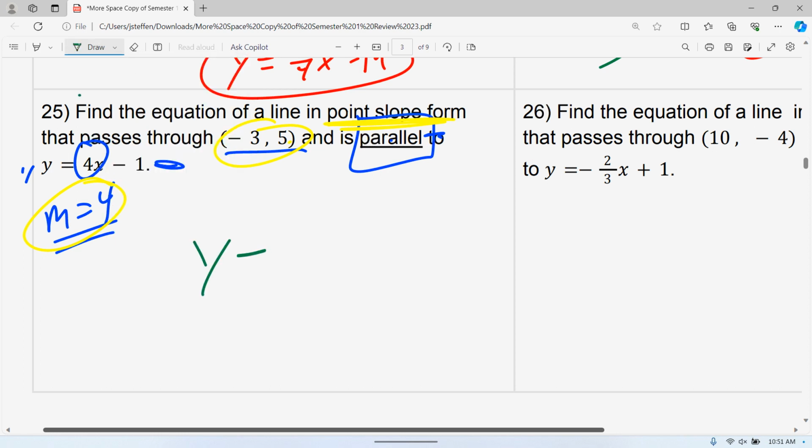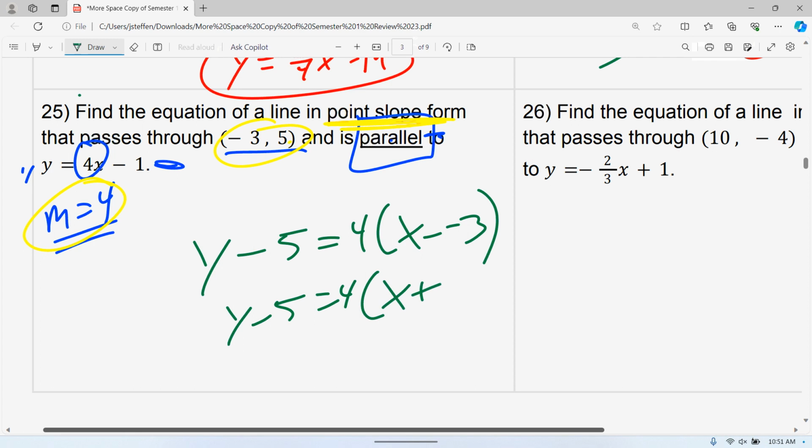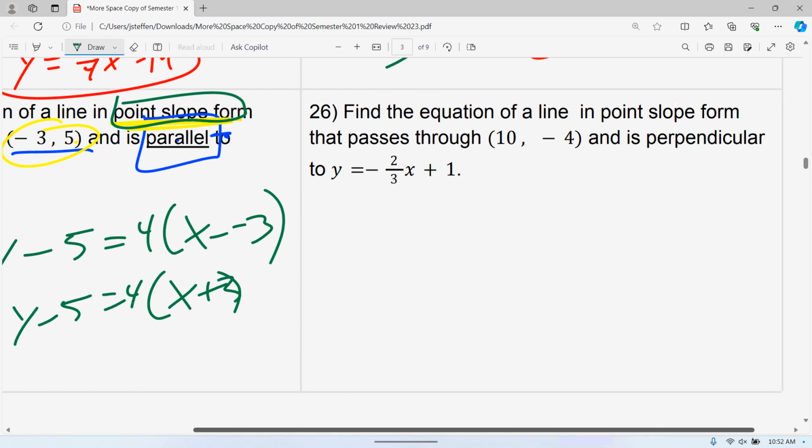So y minus 5 is equal to 4 times x minus negative 3. So y minus 5 is equal to 4 times x plus 3. Now again, I know some of you guys are going to solve this and put it in slope-intercept form. That's great, but I asked for it in point-slope form. I'm trying to give you guys a little bit of help with that.